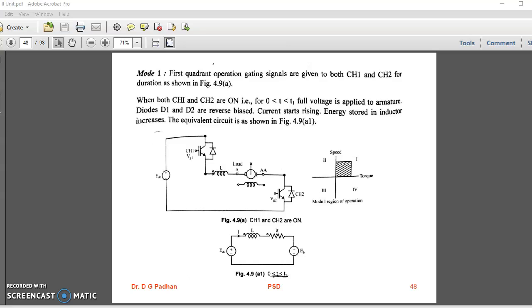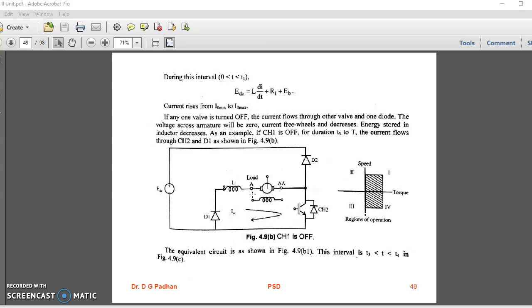You can write down the instantaneous voltage equation during the period 0 to T1. EDC is equal to L di/dt plus Ri plus EB. During this period, the current increases from the minimum value to the maximum value, that is, Imin to Imax.